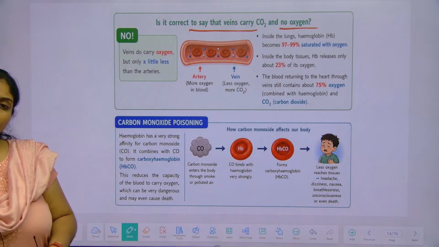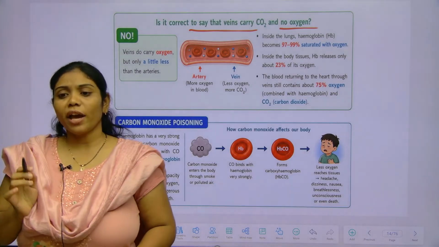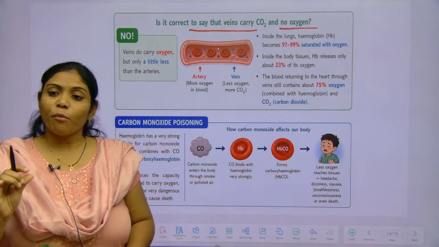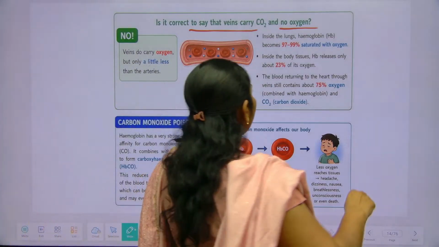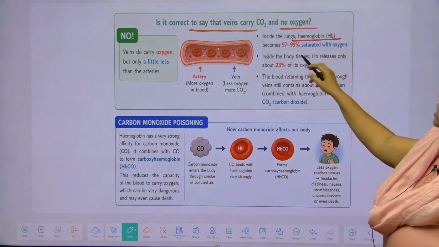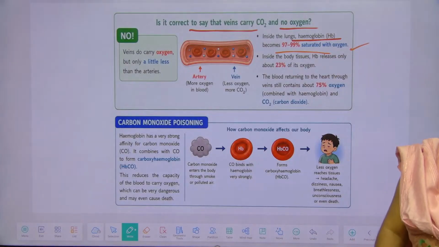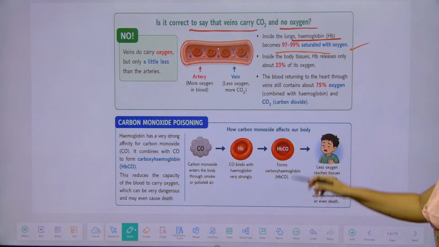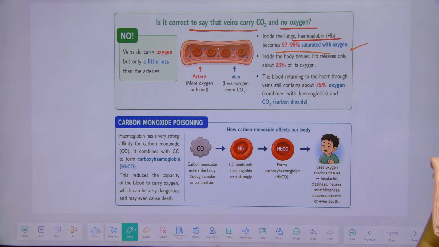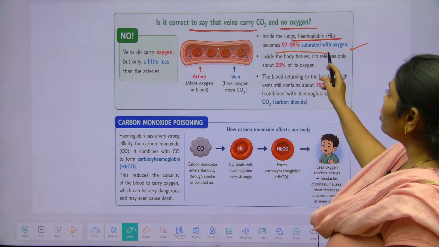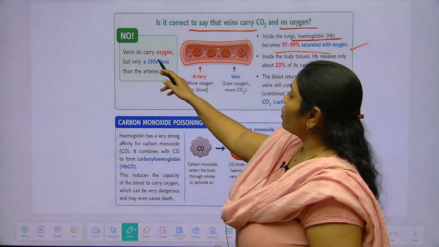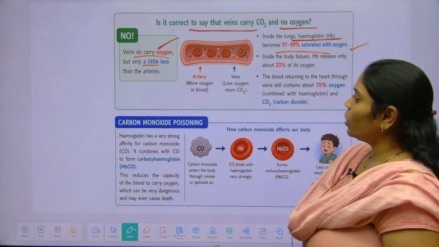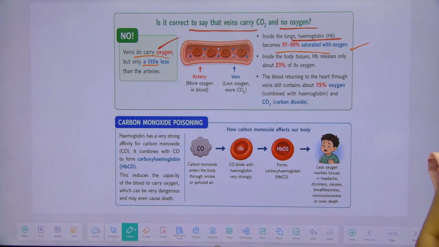Nothing like that. I am speaking about only veins. Of course, they do carry oxygen, but only a very small amount. Clear? As we already discussed, inside the lungs, what is the hemoglobin saturation level? 97 to 99% saturation will be there. Saturation means oxygen is dissolved, and oxygen can be more dissolved in the lungs region. Clear? So veins do carry oxygen, but only a little compared to arteries.